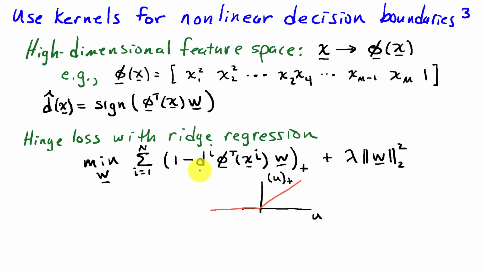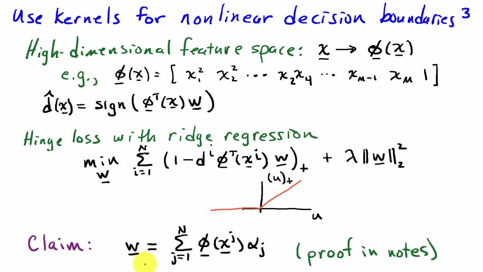So when di has the same sign as phi of xi transpose w, we have the potential of this quantity, 1 minus that, being negative. That will give us values over here which don't contribute any error because we're making the correct decision. Now, if di and phi transpose of xi w have different signs, then this quantity is going to be larger than 1, and that's going to contribute to our loss function. And then we have our ridge regression, which is just lambda times the 2 norm squared of our weights w.